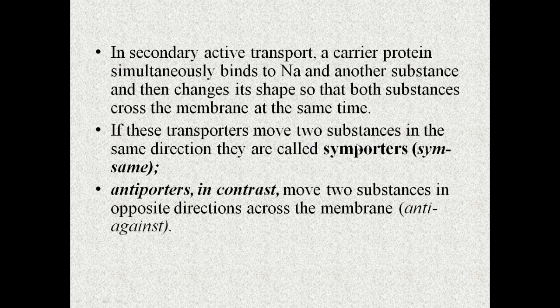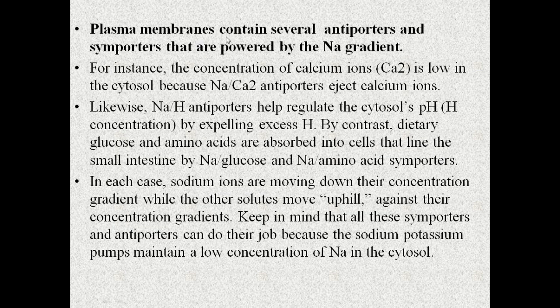So here, when two substances move in the same direction, it is called a symporter. Sym means same side, same. So transport or movement of two substances in the same direction is called a symporter. Whereas when two substances move in opposite directions across the plasma membrane, it is called an antiporter. Anti means against, sym means same. So there are two kinds of transport: symporters, same side, and antiporters, opposite side. Now, the plasma membrane contains several antiporters and symporters that are powered by the sodium gradient. The sodium gradient gives energy to these symporters and antiporters.